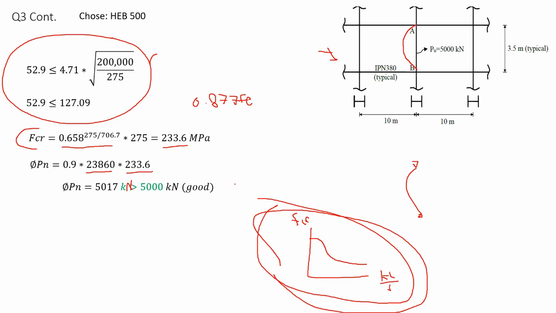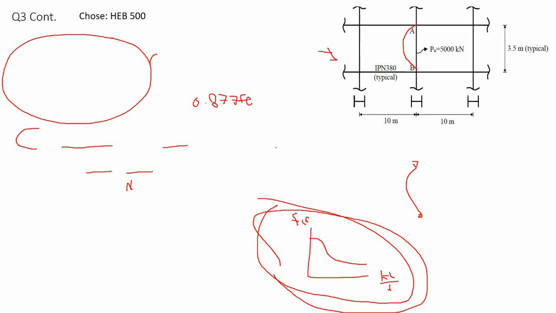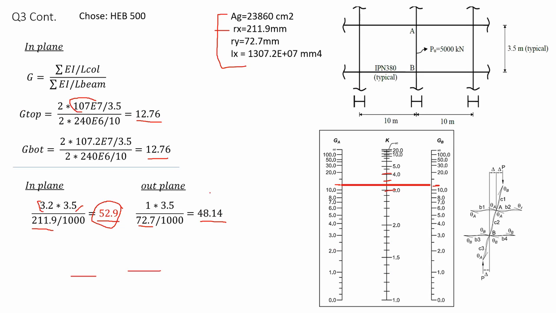Now, in order to be 100% sure about your solution, it's better to actually check in plane and out of plane. What do I mean by that? For example, in here, I picked the biggest value. Now what you can do is proceed with both values. You can check for 52.9 and 48.14.